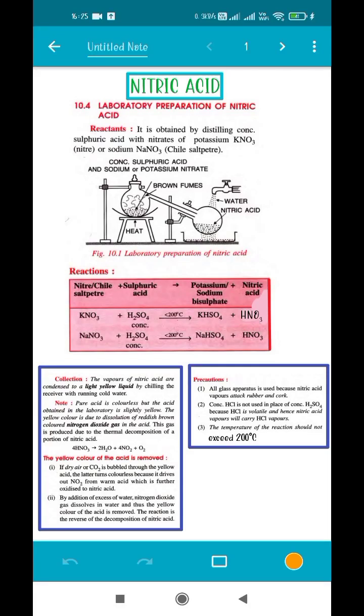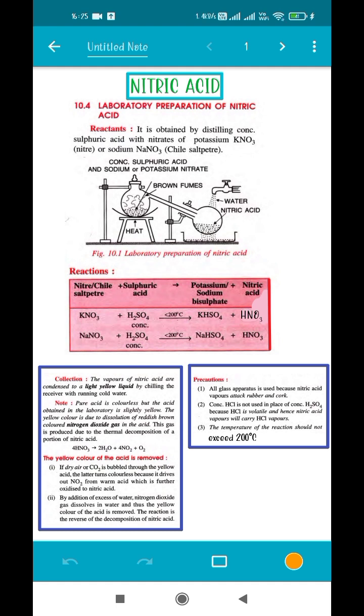So our next chapter is nitric acid. Again, here we will learn about its laboratory preparation, some of its important properties and only a few of its reactions. So for preparation of nitric acid, we will use the same type of procedure that we used for hydrogen chloride gas. We used sulfuric acid and we used a salt.